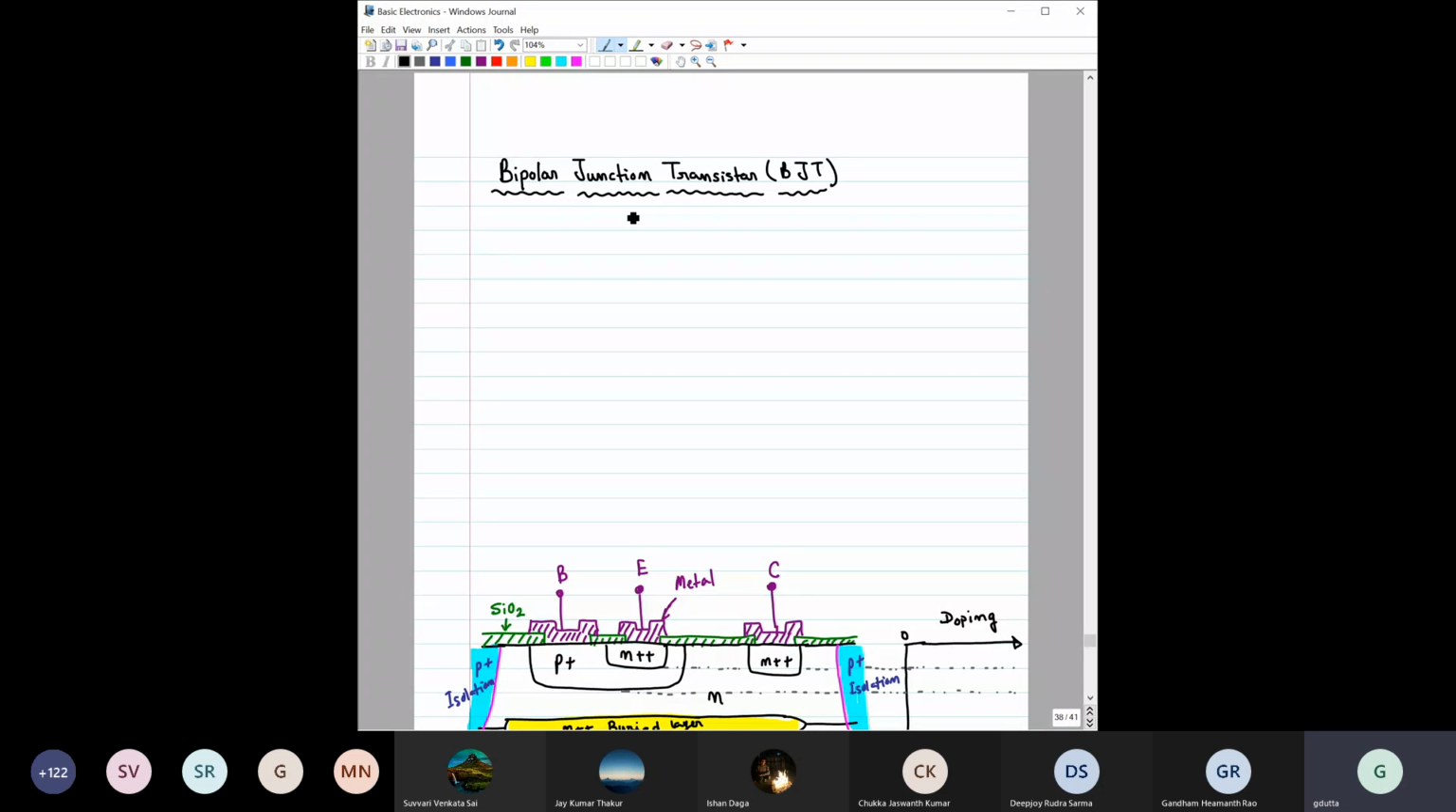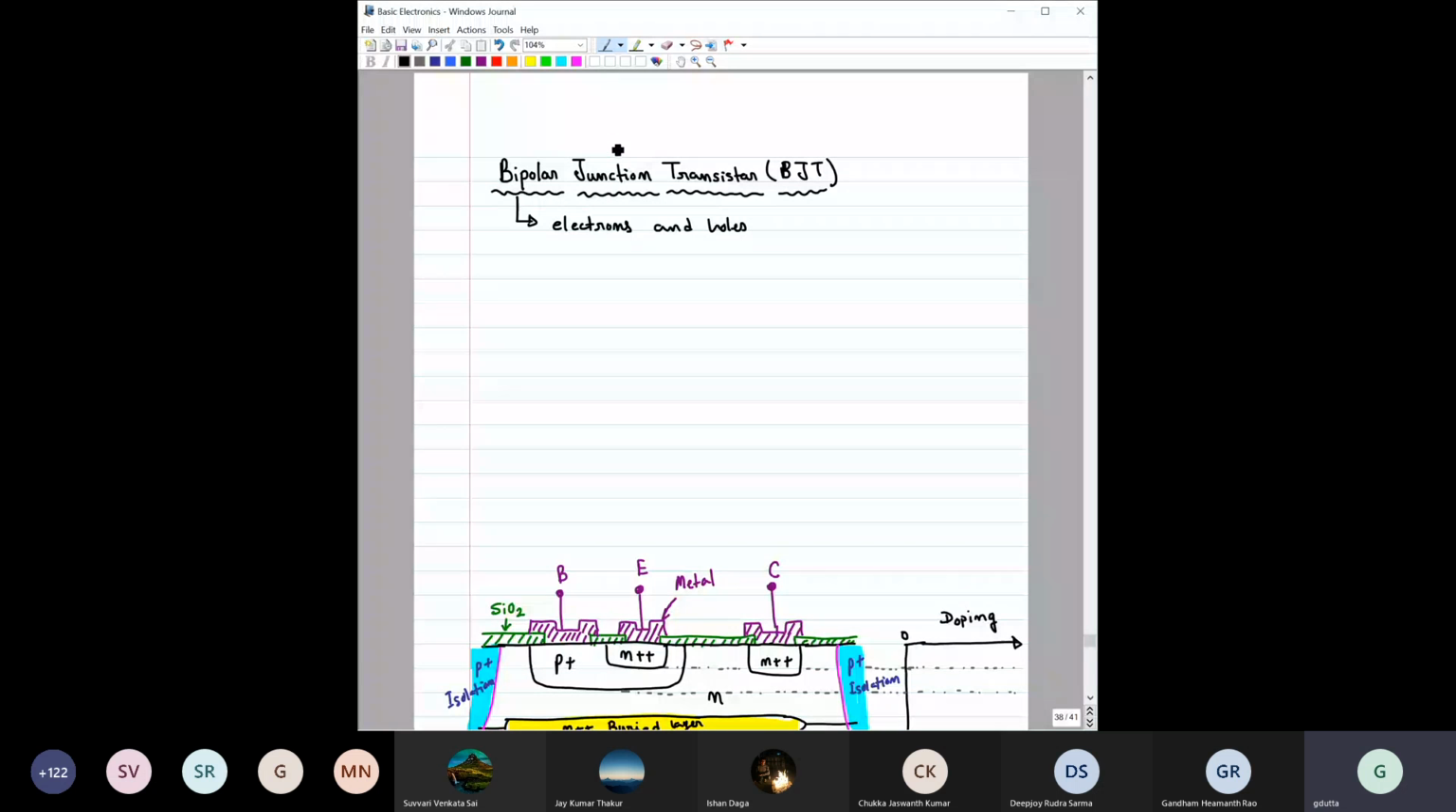So this bipolar junction transistor, or in short BJT, why is it called bipolar? Because when you discuss the conduction mechanism of BJT, you will see that both electrons and holes participate in carrier conduction. That's why it is called bipolar. Whereas when you discuss the MOSFET after you finish the BJT, you will see that the current conduction is either through electrons or through holes, not both. So they are called unipolar devices, but the BJT is a bipolar device.